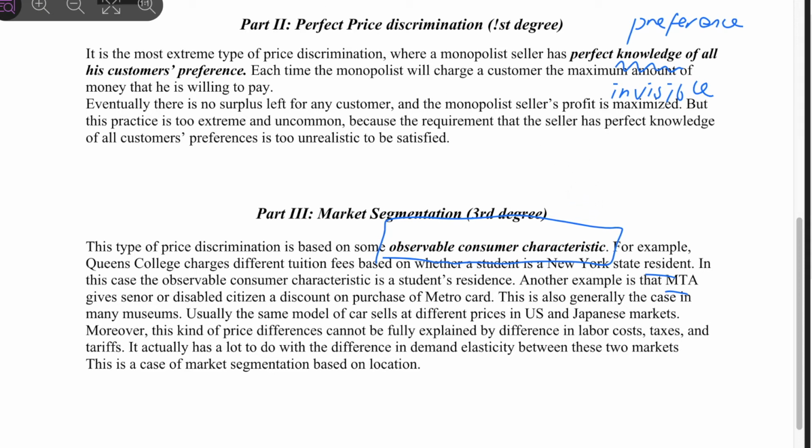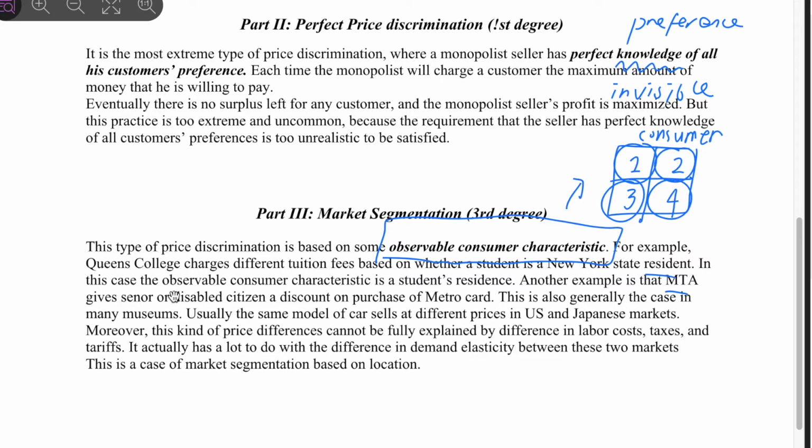So we can think of it as in the population, in the consumer pool, we have different type of people. We have type 1, type 2, type 3, type 4. Let's think of it this way, right? We have different type of consumers, and depending on which group you belong, your price will be decided. So let's see. Queens College charges different tuition fees based on whether a student is a New York State resident or from a different state.